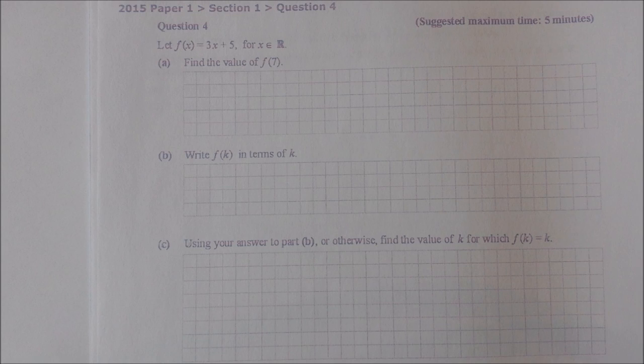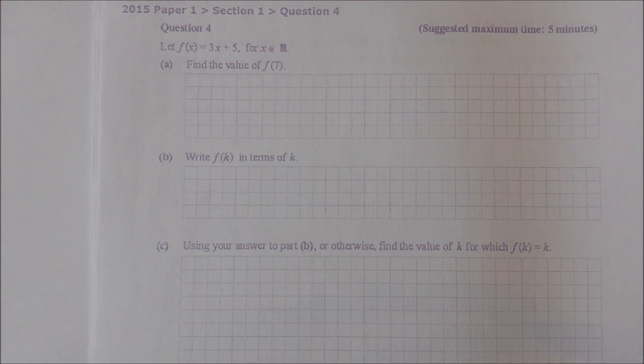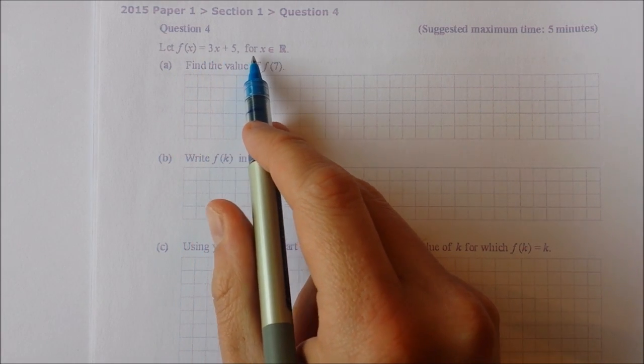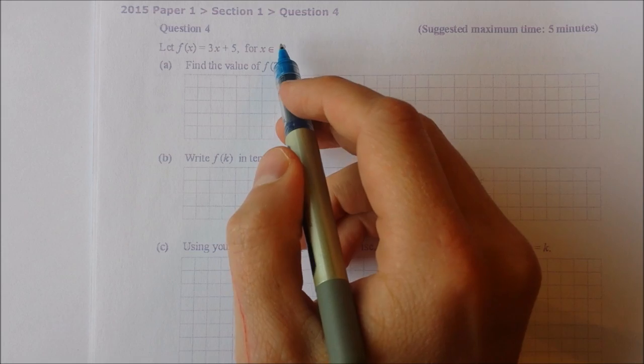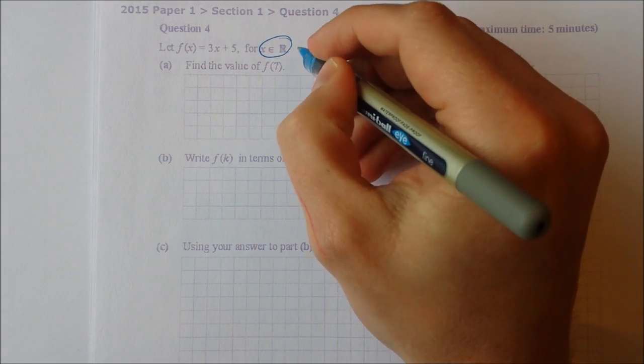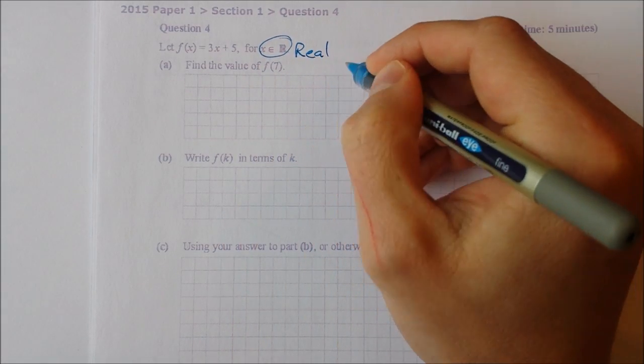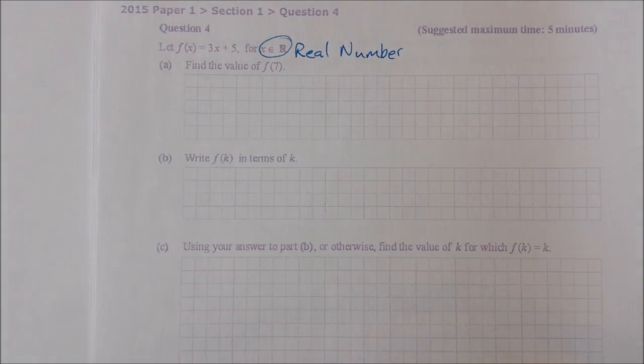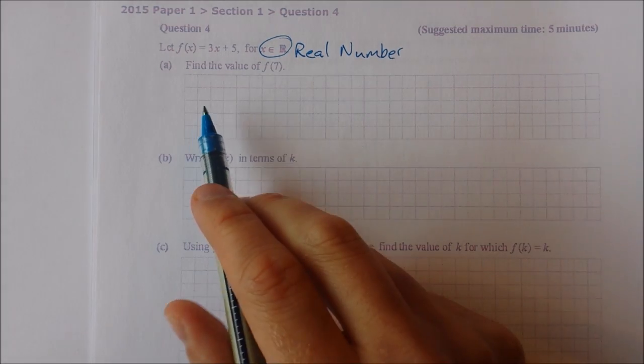So I'll just work through these and talk through them as I go. So let f(x) equal 3x plus 5. x is an element of R. This means it's a real number, so it can have any value. So it can be a whole number, it can be a fraction, it can be a decimal, it can be positive, it can be negative. It can have pretty much any value.